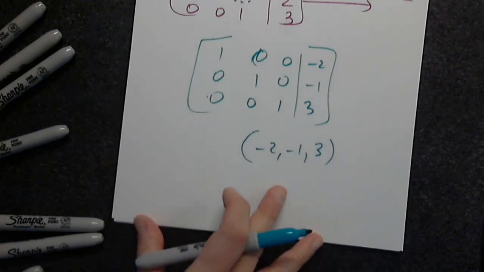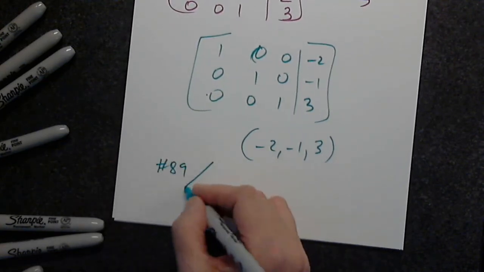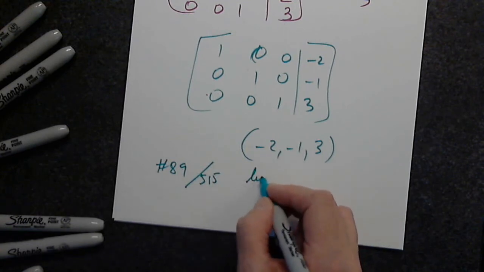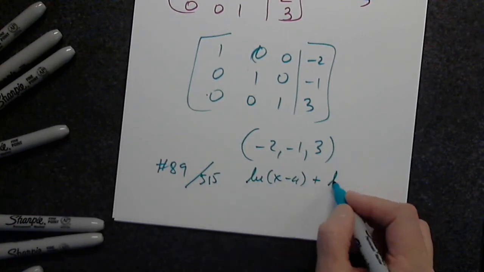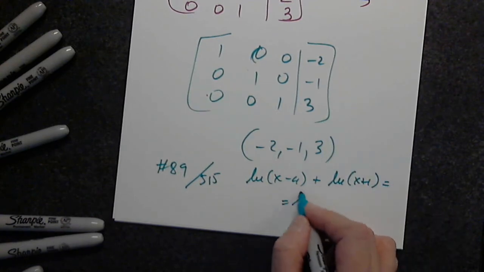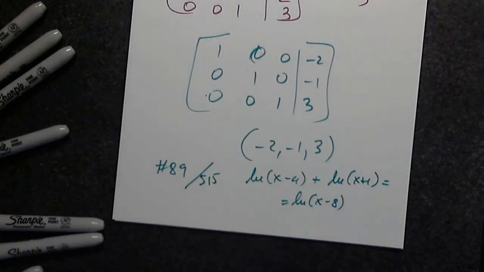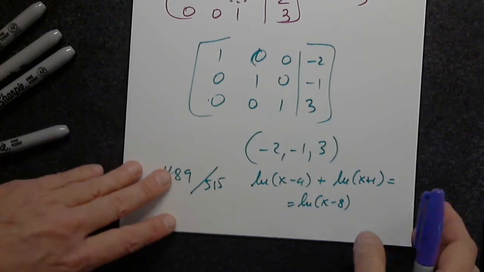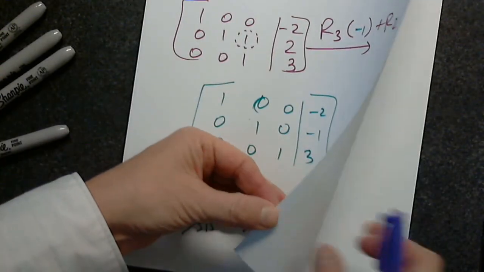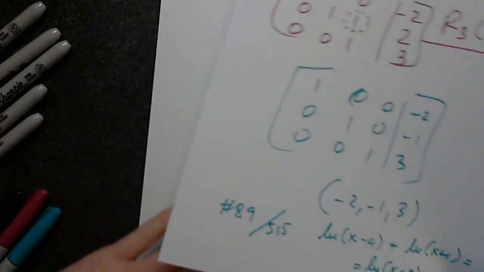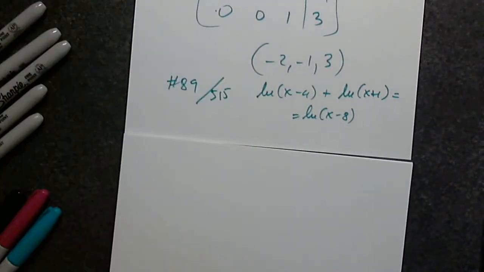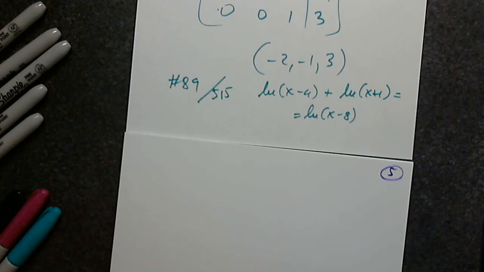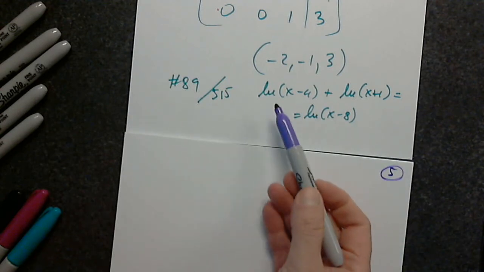So let's take a look at 89 on page 515. We have plenty of time to choose. If you want to choose, you can choose any other problem. Equals natural log of x minus 8. So this is a log equation. Remember, if you don't check solutions or state domain, you cannot get full credit. Remember, this is part of the problem, part of the solution. So what is the domain of the first log?